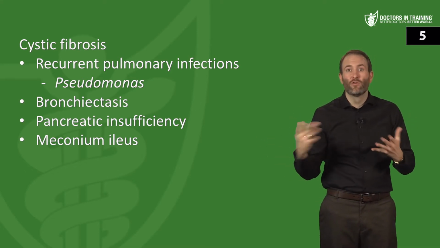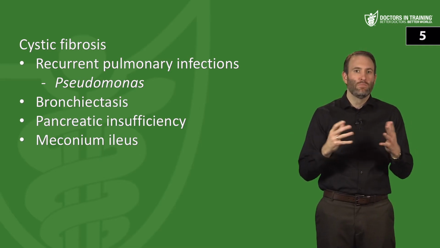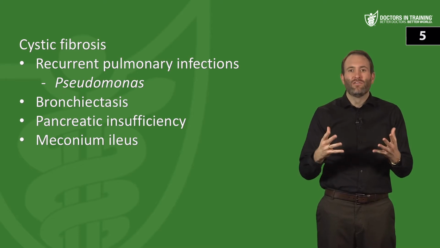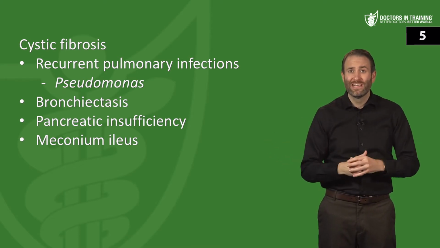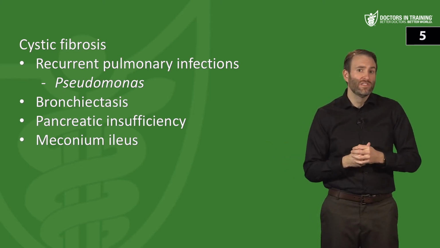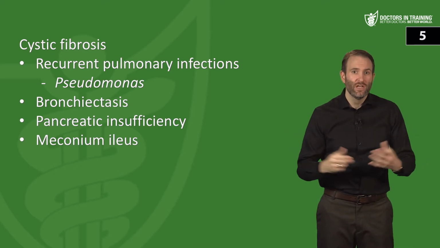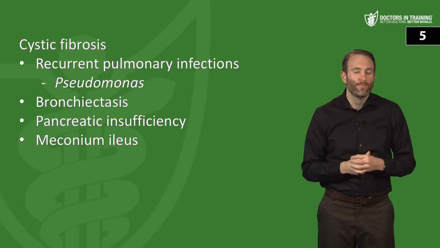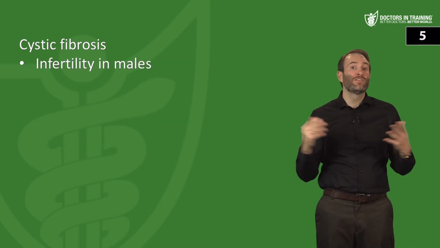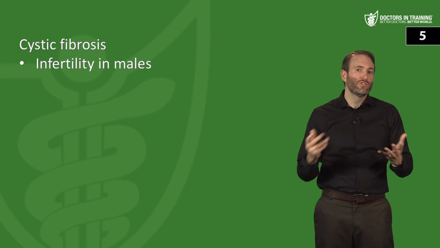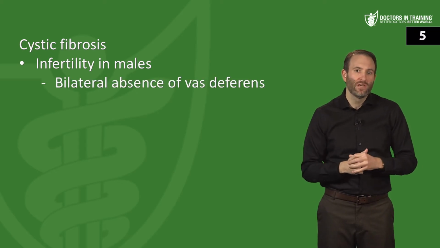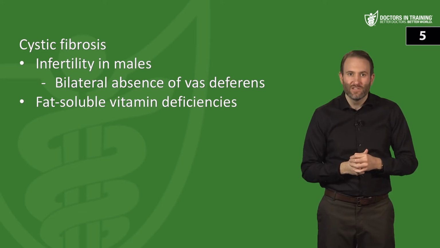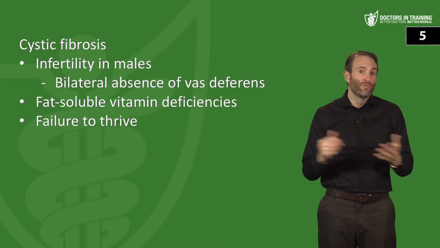Well, meconium is that first stool that a baby passes, really nasty black looking stuff. And if they don't pass that first stool within, on average maybe 48 hours, that might actually indicate a problem. Cystic fibrosis is a possibility, but Hirschsprung disease is another disease that's going to be associated with meconium ileus in that newborn. Other findings include infertility in males, and this is due to another association, a bilateral absence of the vas deferens. You're also going to have fat-soluble vitamin deficiencies, and that can present as failure to thrive.